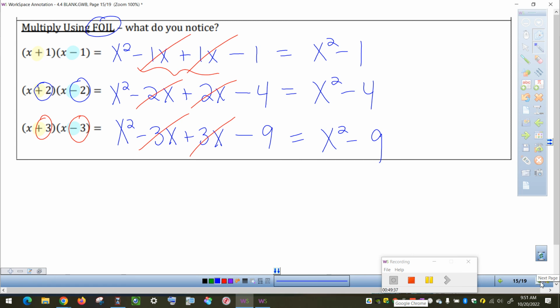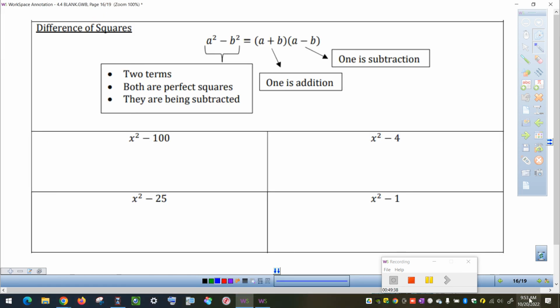So if you see something that looks like this, x squared minus 100, they're being subtracted. They're both perfect square numbers. It's going to factor into a special format. Two parentheses side by side, one is addition, one is subtraction. The number in the front of the parentheses is the square root of the first term. The number at the end of the parentheses is the square root of the second term. So these are very simple. Let's take a look at a few together.